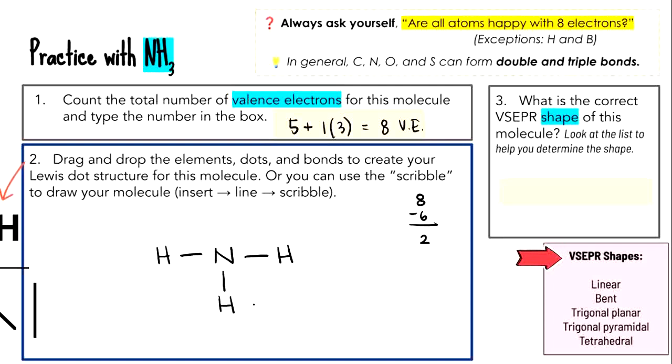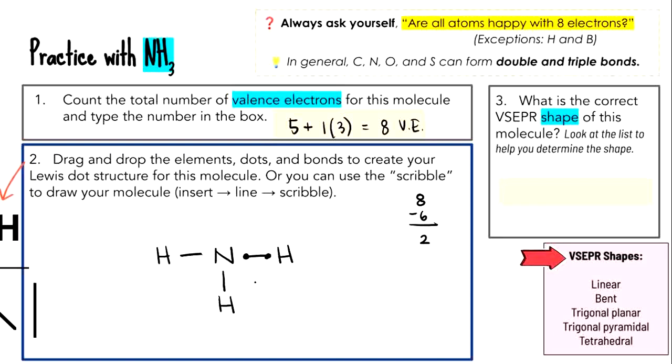1 on each hydrogen? No, that wouldn't be right. Remember, how many electrons does hydrogen want? Hydrogen is happy with 2. Does hydrogen have those 2 valence electrons? Yes, it does. 1, 2. The 2 electrons that hydrogen wants are coming from that bond. One of the electrons is already hydrogen's, and then nitrogen is sharing its electron. So each hydrogen already has 2 valence electrons.